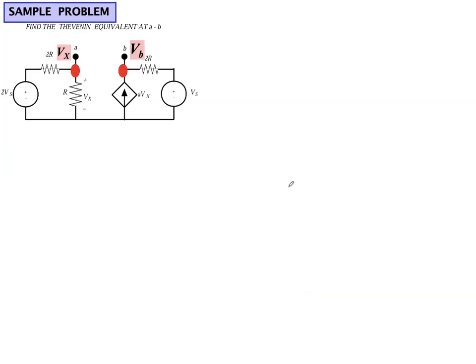Okay, so let's look at another example here. We have this case where the terminals A and B are these two terminals, and we need to find the Thevenin equivalent at AB. So we have to find the V open circuit across these two nodes, and we need to find the I short circuit through this branch as well. So let's solve this using the same approach that we have discussed so far.